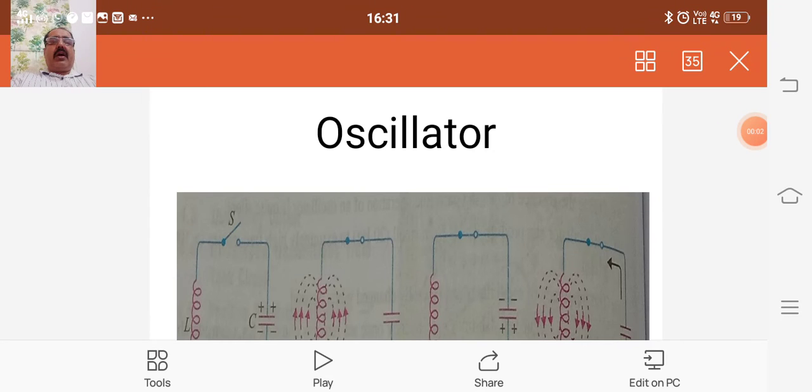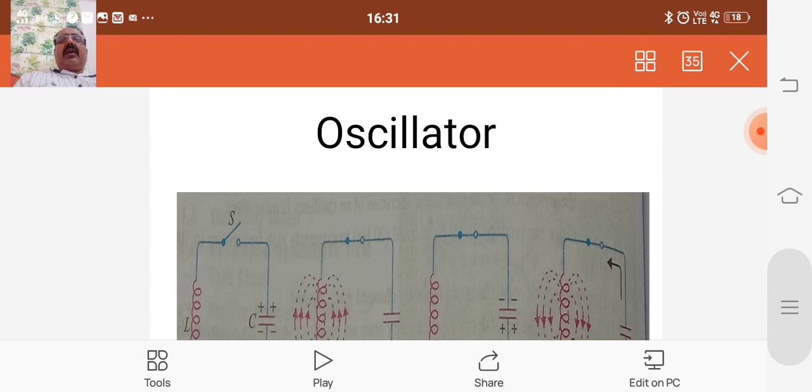We are going to start a new chapter, that is the oscillator. First, we have to consider what is the definition of oscillator. Many electronic devices require a source of energy at a specific frequency, which may range from a few hertz to several megahertz. This is achieved by an electronic device called an oscillator.